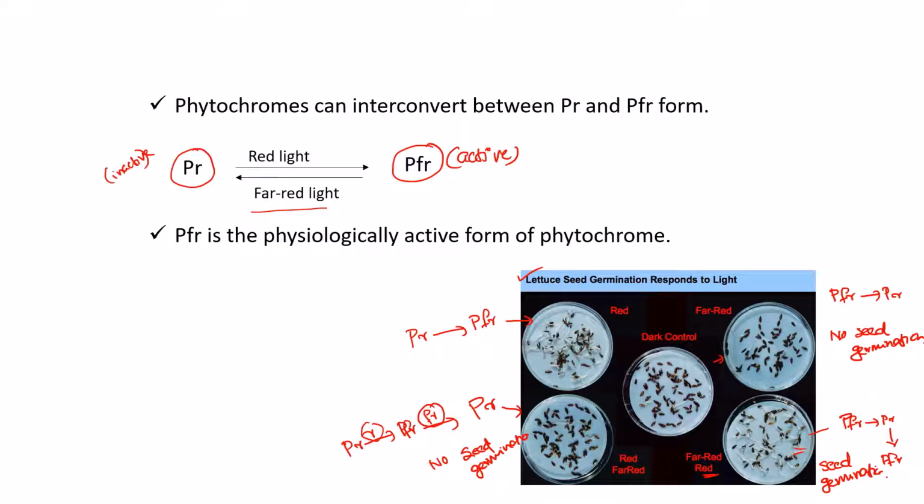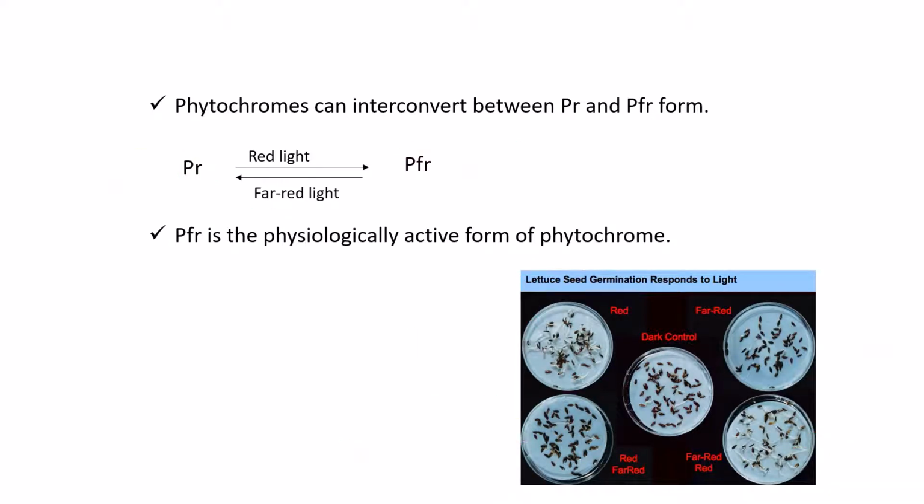So, the PFR form is the active form. The PFR form absorbs far red light and converts to the PR form. That PR form is not the active form. Okay. Remember that. So this conversion of PR to PFR and PFR to PR is known as photoreversibility.